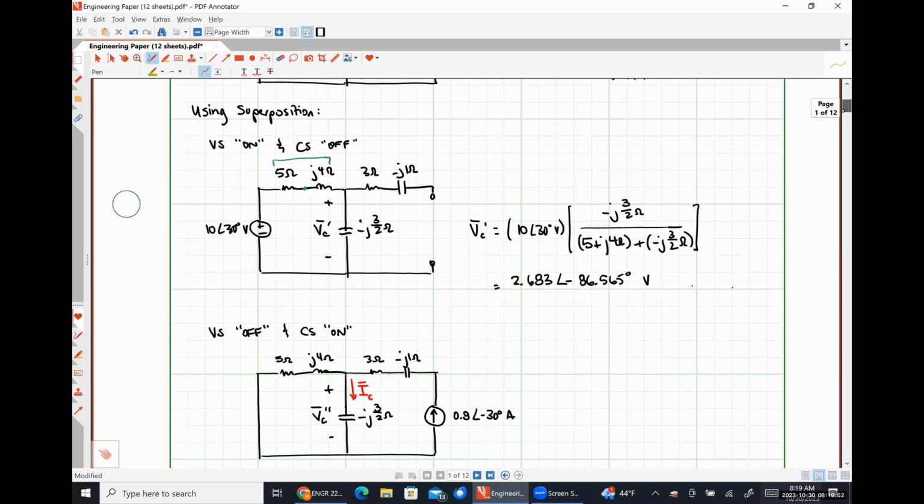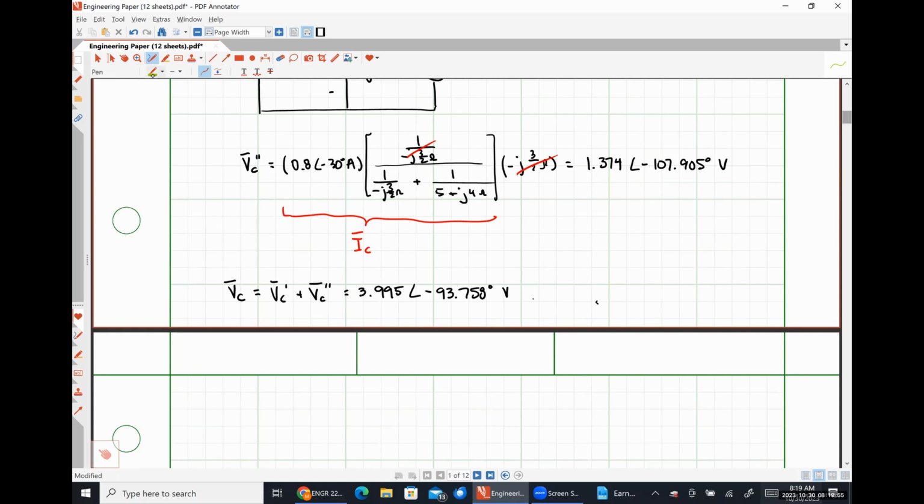Yeah, so we just put it back in the cosine form, right? So VC of t is going to be 3.995 cosine 2t minus 93.758 degrees volts. So the magnitude of our frequency domain response is the same as the magnitude of our time domain response. The phase angle of our frequency domain response is the same as the phase angle of our time domain response. We just put back in the cosine 2t stuff that we took out that allowed us to work in the frequency domain.